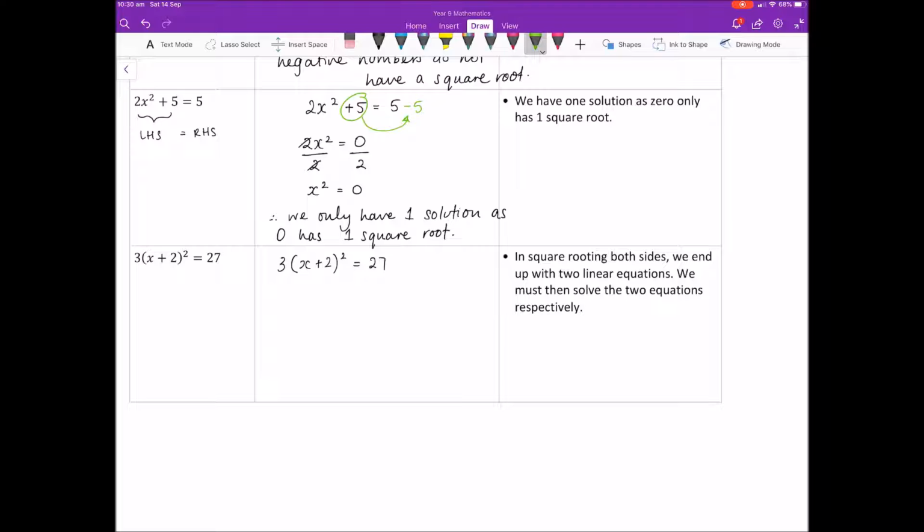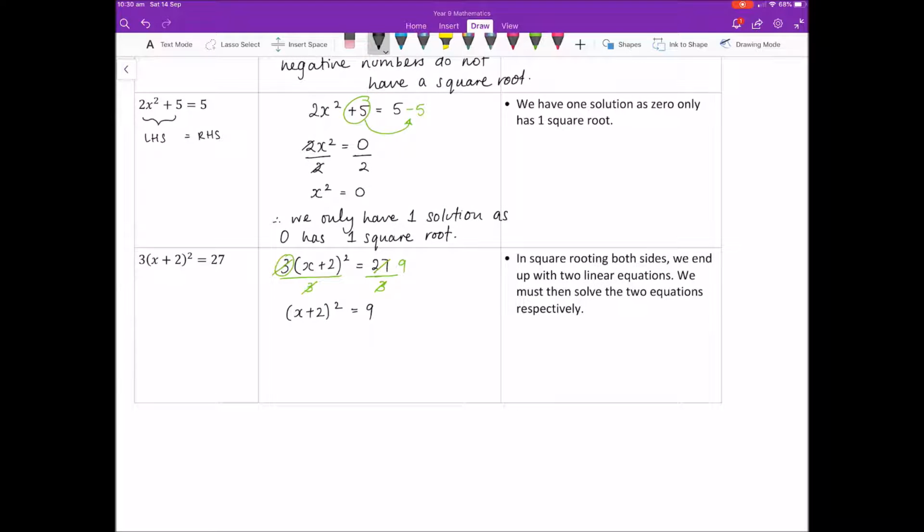So the first thing I'm going to do here is divide the left-hand side by 3 because of this 3 here. And if I divide the left-hand side by 3, I'm going to divide the right-hand side by 3. Doing so, 3 goes into 3 once, and then 3 goes into 27 9 times. So what I'm going to be left with now is x plus 2 all squared equals 9.